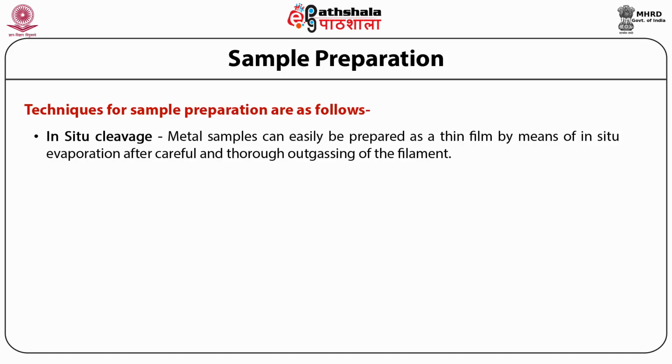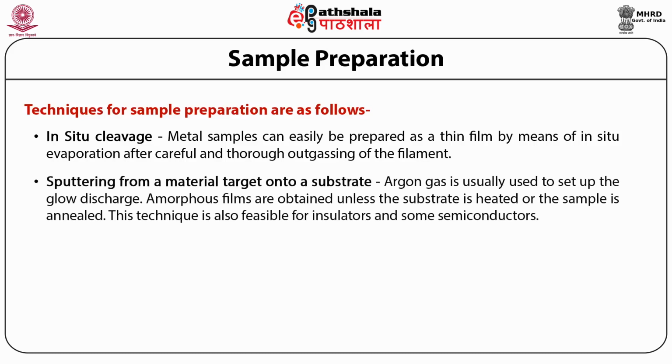Second method is sputtering from a material target onto a substrate. This is another useful technique to prepare thin films of the samples. Argon gas is usually used to set up the glow discharge. In this technique, amorphous films are obtained unless the substrate is heated or the sample is annealed. This technique is also feasible for insulators and some semiconductors provided sputtering is used to compensate for the immediate buildup of surface charge.